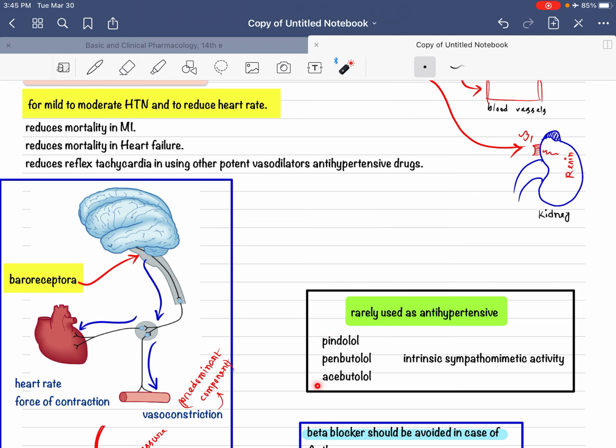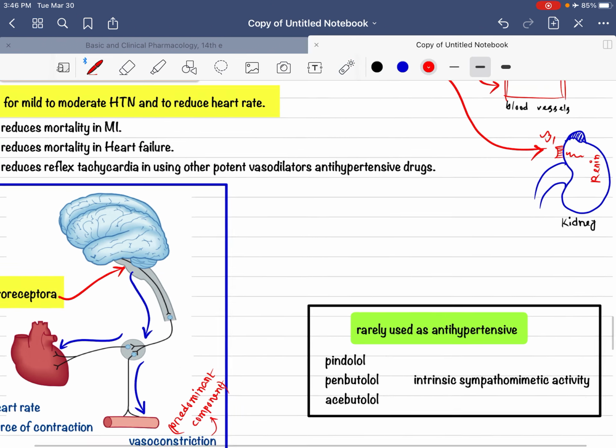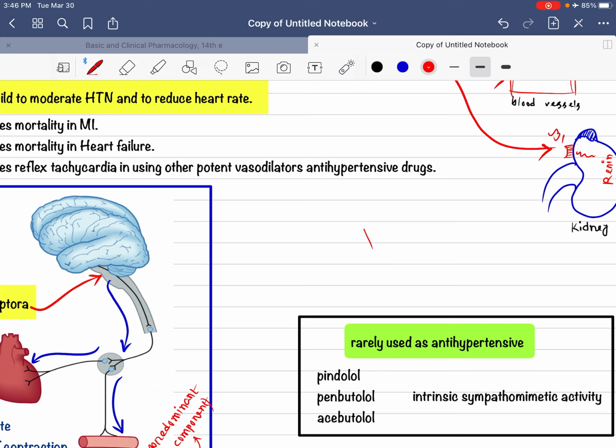That means these drugs block the beta receptor, but they can also stimulate the beta receptor to some extent. Okay, so all of you know that partial agonist, that means these three drugs are partial agonists. I will just explain briefly. Suppose this is the beta receptor and this is a partial agonist. So what does a partial agonist do?